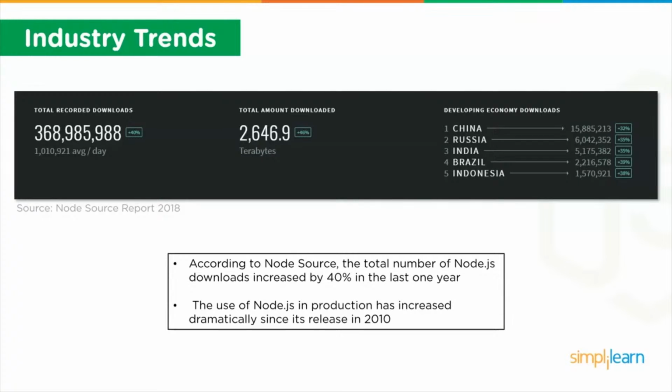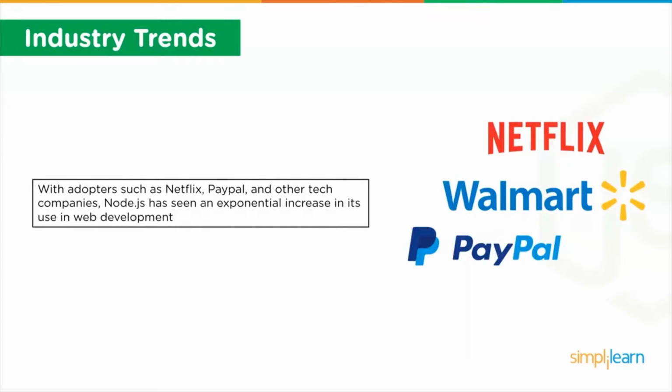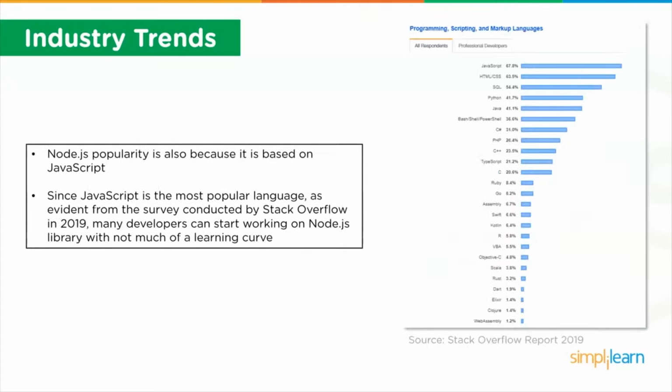The use of Node.js in production has increased dramatically since its release in 2010. With early adopters such as LinkedIn, PayPal, and Netflix, among others, Node.js has seen an exponential increase in its use in web development. The popularity of Node.js is also accounted to JavaScript.